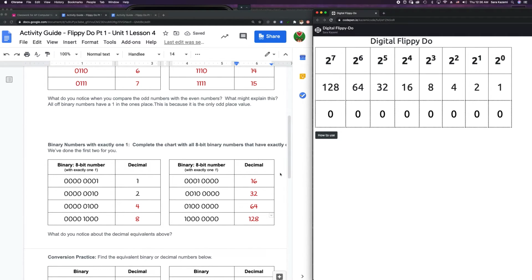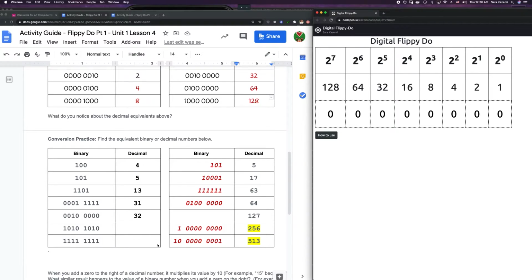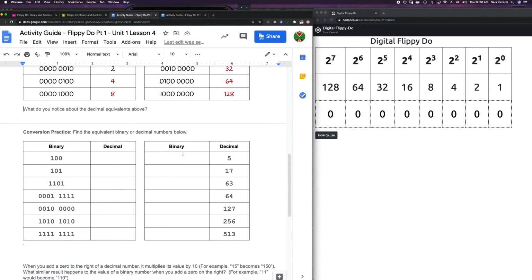All right, so now moving on to convert these, we are given 2 tables. The one on the left, you're given binary numbers that you have to convert to decimal, and on the one on the right, you are given decimal numbers that you then have to convert to binary. So let's get started on the one on the left first. What we could do is plug the numbers into our Flippy-do and then add the place values that have a 1 under them. If you see something that only has 3 place values, that means you're going to use the 3 smallest place values on the right here. So we should only be using these 3.